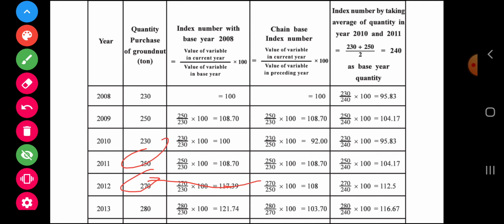Likewise in chain base index the base year will keep on changing every year. The production of base year will keep changing every year. And the last one is index number by taking average quantity in the year 2010 and 11 as base year.